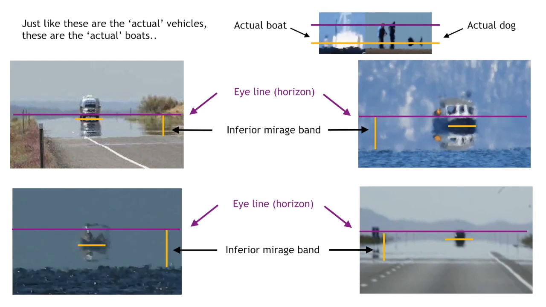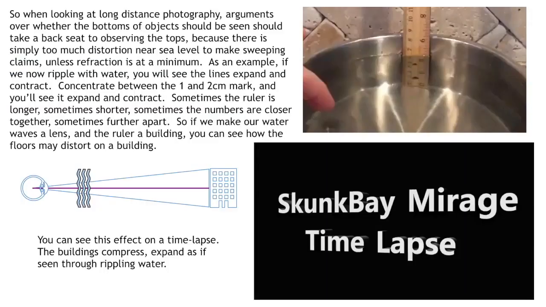Okay, again, this is an actual boat up here in the top image going off into the distance with an inverted image below. This is an actual dog. So again, actual boats, actual cars, actual dog. These are not inversions upon inversions of images. So when looking at long distance photography, arguments over whether the bottoms of objects should be seen should take a back seat to observing the tops, because there is simply too much distortion near sea level to make sweeping claims unless refraction is at a bare minimum.